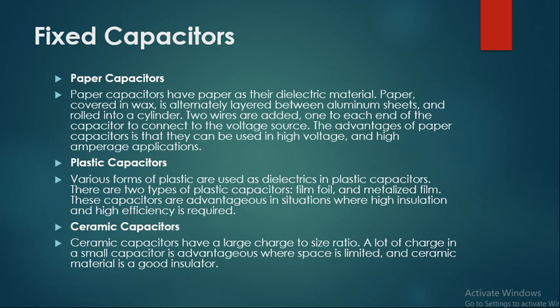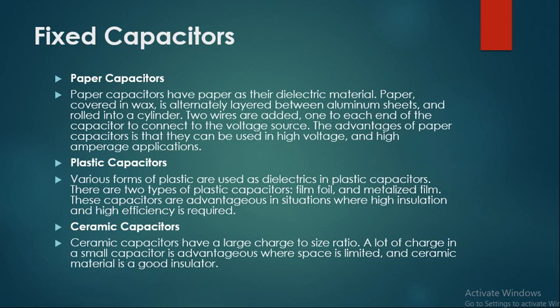The advantage of paper capacitors is that they can be used in high voltage and high amperage applications. Next is plastic capacitors. Various forms of plastic are used as dielectrics in plastic capacitors. There are two types of plastic capacitors: film foil and metallized film. These capacitors are advantageous in situations where high insulation and high efficiency are required. So whenever high insulation and high efficiency is required, we can make use of this category.